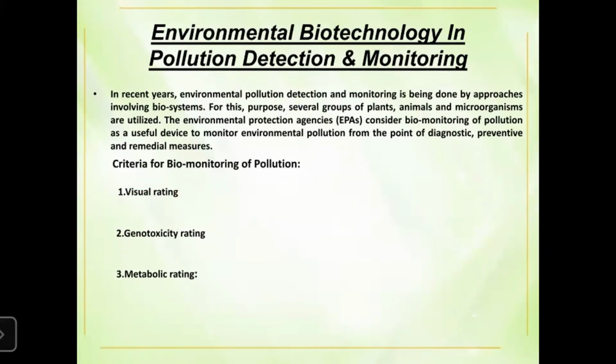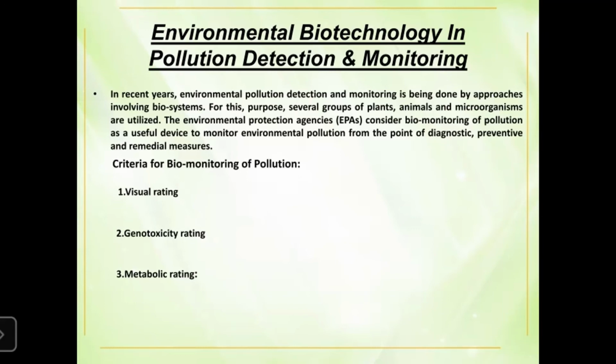The next topic is environmental biotechnology in pollution detection and monitoring. As we see in recent years, environmental pollution detection and monitoring is being done by approaches involving biosystems. For this purpose, several groups of plants, animals, and microorganisms are utilized. The Environmental Protection Agencies, just like EPAs, considered biomonitoring of pollution as a useful device to monitor environmental pollution from the point of diagnostic, preventive, and remedial measures.